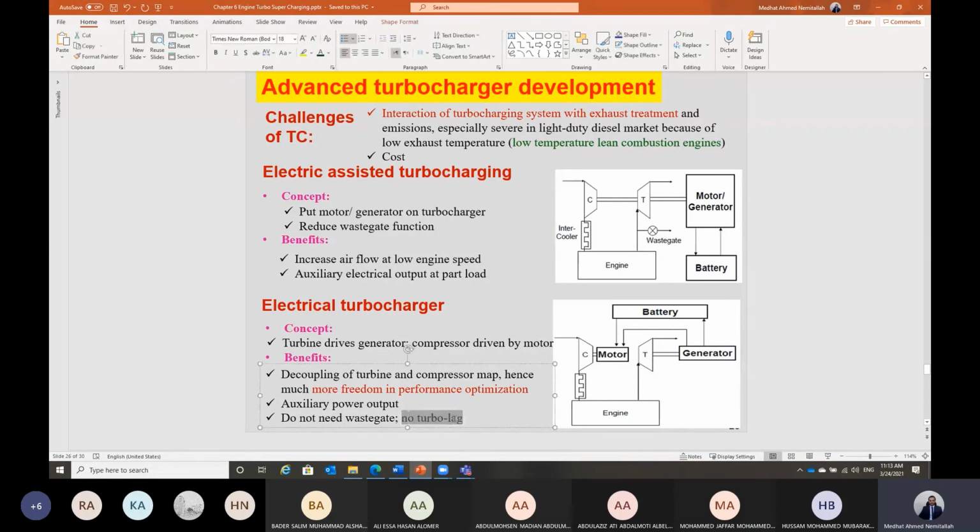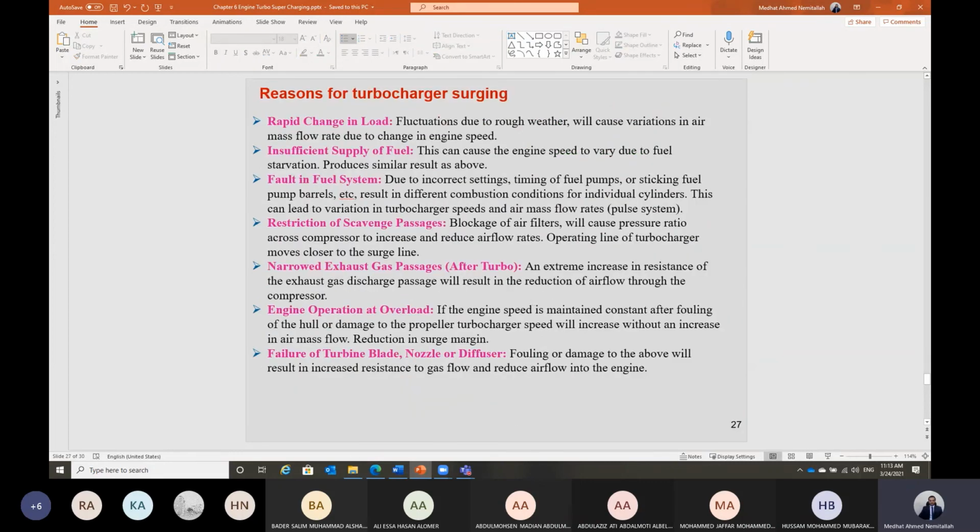And in this case, Shabab, we don't have turbo lag. We said in the case of a turbocharger, there is a lag because it needs some time to generate exhaust gases and drive the turbine to drive the compressor. Then we can have a boost in power. But in this case, the turbine is not connected to the compressor, and at part load, the compressor can be driven through the battery, through the electric motor, which can take the electric power from the battery. So we don't have turbo lag. So the turbocharger in this case will be perfect, even at part load condition or at lower RPM. Here, Shabab, you can see some different reasons for turbocharger surging, which is the stopping of the turbocharger.